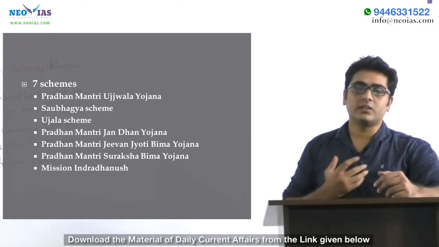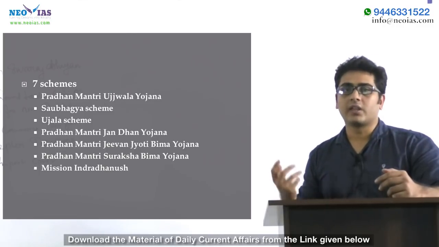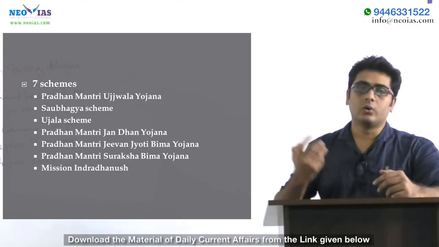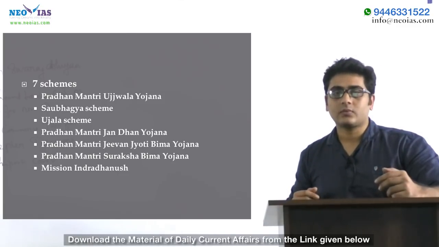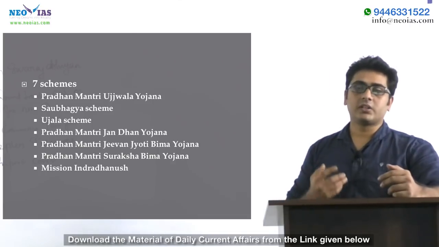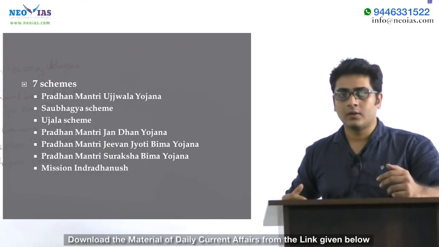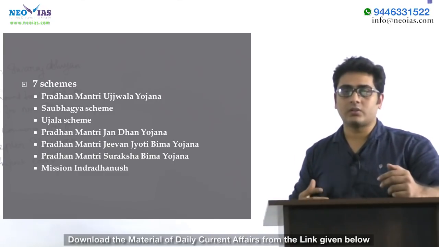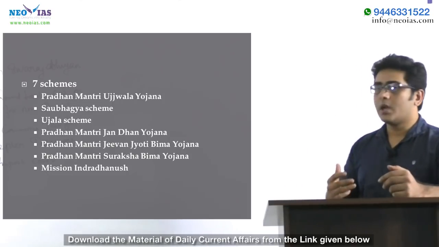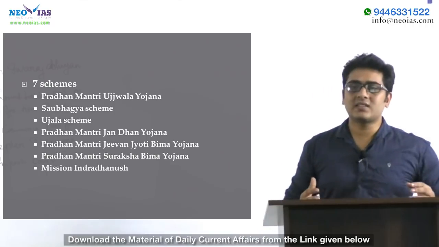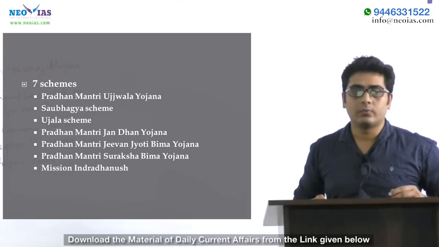Then we have Pradhan Mantri Jan Dhan Yojana, whose ultimate aim is financial inclusion, that is bringing people into the banking net who are not already in the network, and thus encouraging saving behavior. Then we have Pradhan Mantri Jeevan Jyoti Bima Yojana, which is an annual insurance scheme. Then we have Pradhan Mantri Suraksha Bima Yojana, which is an accidental insurance scheme. And finally we have Mission Indradhanush, which aims to vaccinate all children by 2020 who are not vaccinated till now.